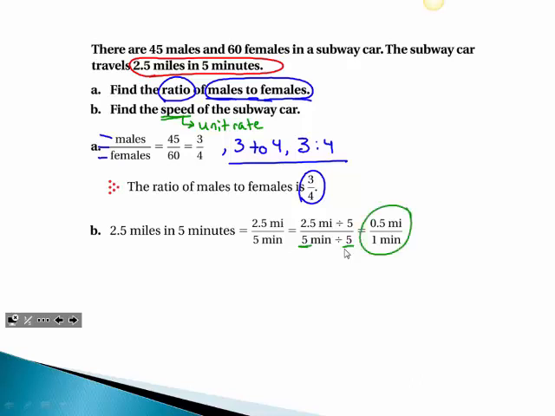So the speed of the subway car is 1/2 mile every minute, or 1/2 mile per minute. Whenever you talk about speed, we usually use the word per for the number 1. So 1/2 mile per minute, 30 miles per hour. Okay, so that's how we read speed. Okay?